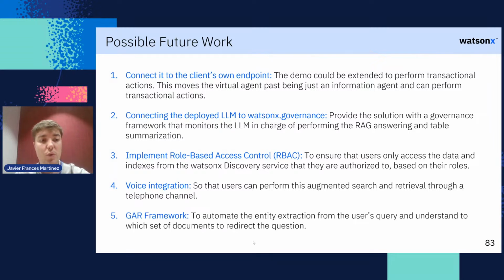And finally, we could even do a GAR framework, so not RAG, not retrieval augmented, but generation augmented. This means to automate, for example, the entity extraction from the user's query and understand to which set of documents we should redirect the question. So instead of asking for a document ID, we could just let the user say, I want to know this about this document, and automate this entity extraction to extract the query as well as the document ID.